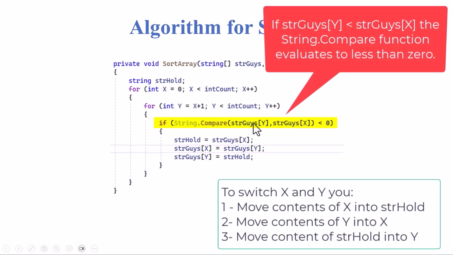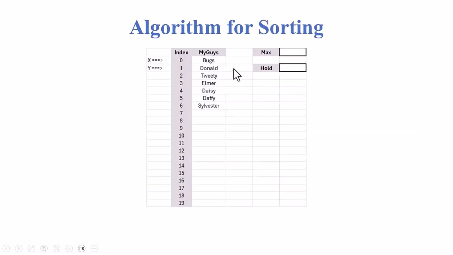If this is true, string compare guys y, guys 7 is less than 0, then we do the swap. Str hold gets the value in guys x, guys x gets the value in guys y, and guys y gets the value in the hold. So it swaps them out. And then it goes through y and completes the process over and over again until it's done, and it bumps x up again. And this keeps on repeating until x has finally reached the bottom of the array. This is that particular array right here.